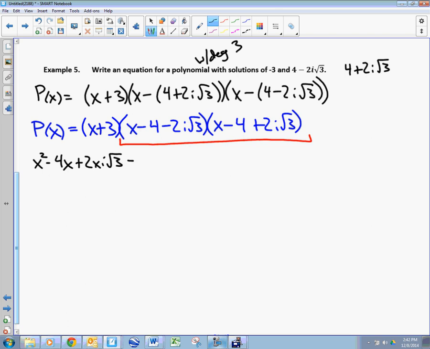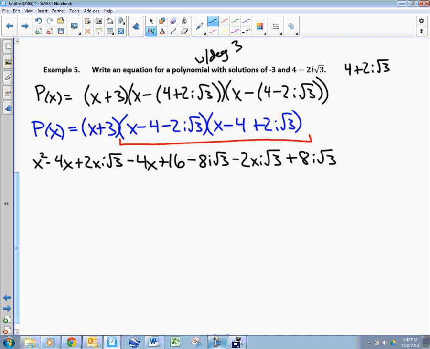Negative 4 times x, negative 4x. Negative 4 times negative 4, 16. And negative 4 times positive 2i roots of 3, negative 8i roots of 3. Now we move on to our last term. Negative 2i roots of 3 times x would be negative 2xi roots of 3. Negative 2i roots of 3 times negative 4, positive 8i roots of 3.